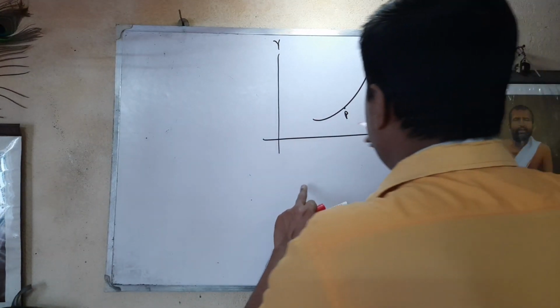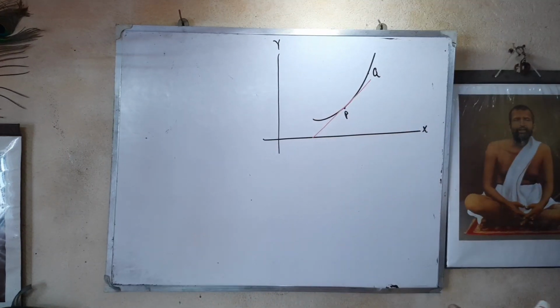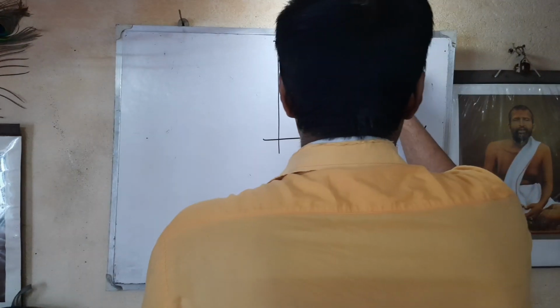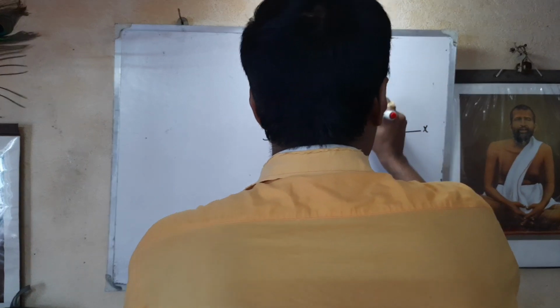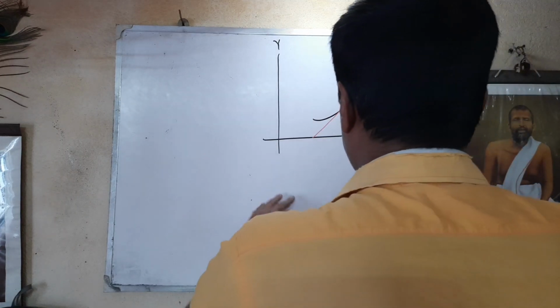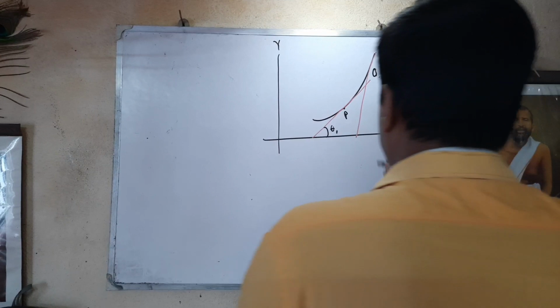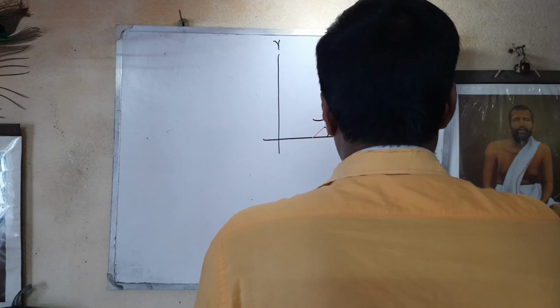This is a tangent at point P. Similarly, I am drawing a tangent at point Q. The tangent at point Q. The tangent drawn at point P, let this angle be theta 1, and the tangent at point Q, let this angle be theta 2.